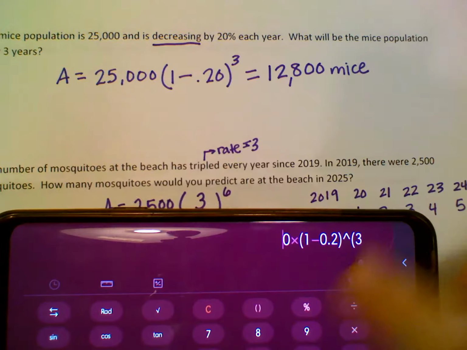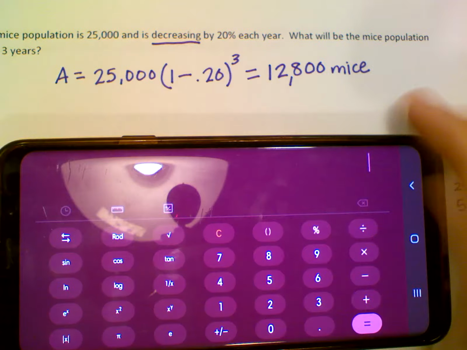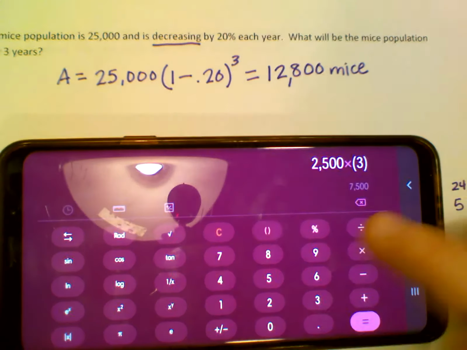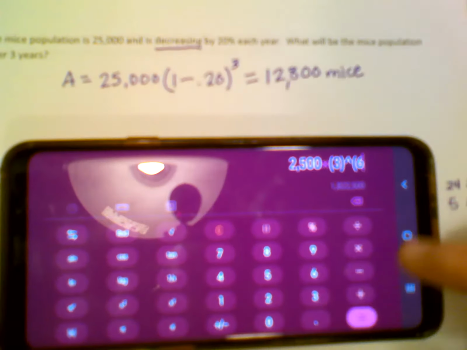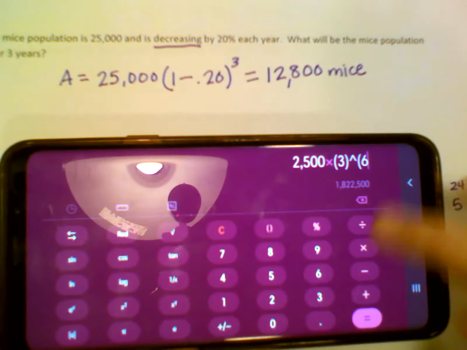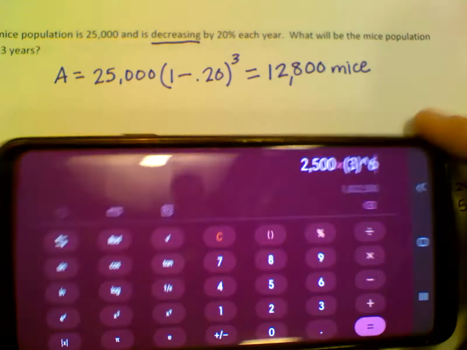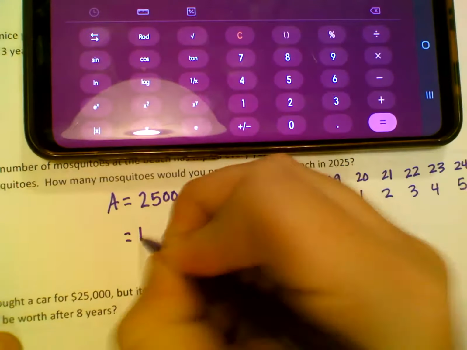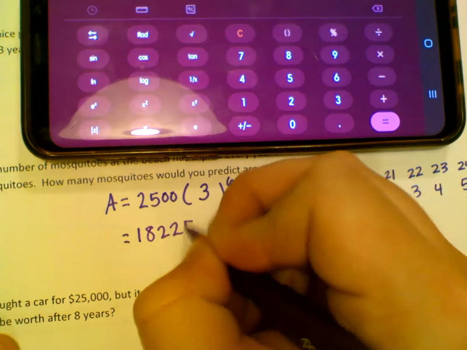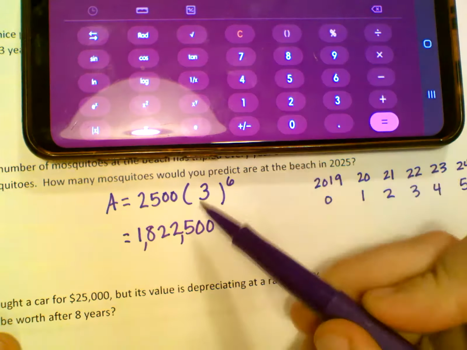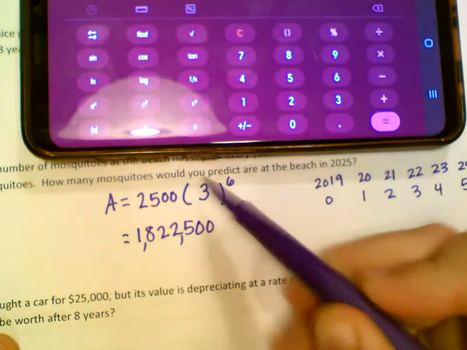So on your calculator, go ahead and calculate that. 3 to the power of 6. So I have 1,822,500. And it seems like a lot, but you're tripling. And so tripling is a pretty strong exponential growth happening there.